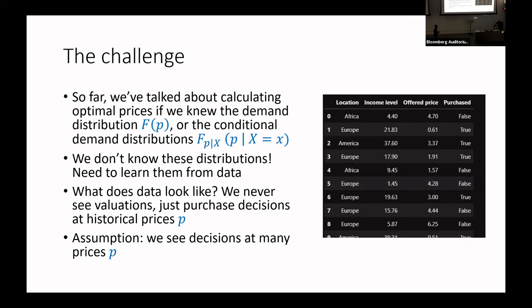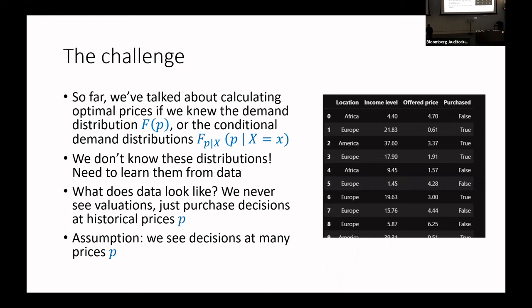The assumption for this entire module is a huge assumption. It's almost never true in practice, and there's a lot of revenue management literature on how to get around it. But for now, I'm going to make the huge assumption that we see past decisions at many prices p, so that in the past I randomized prices to a bunch of people. That's almost never true. The only way that's true is if you ran an experiment, and we're going to talk about experimentation in the next module.